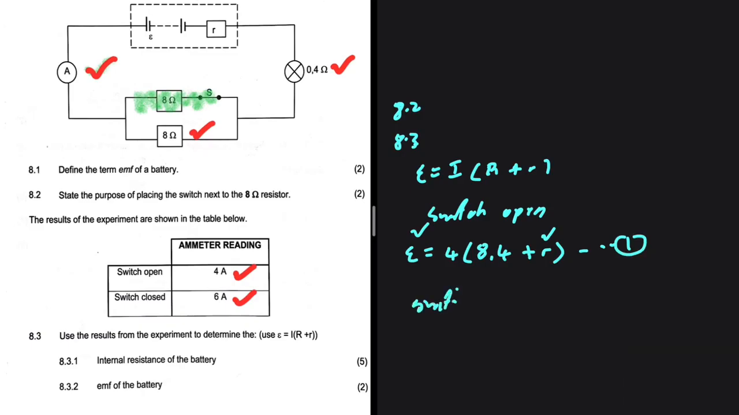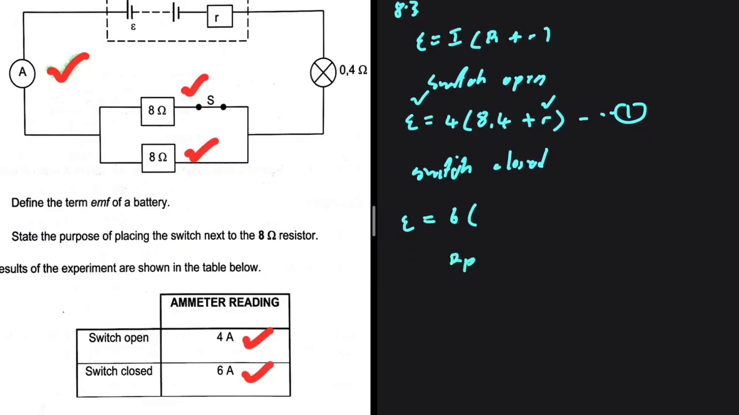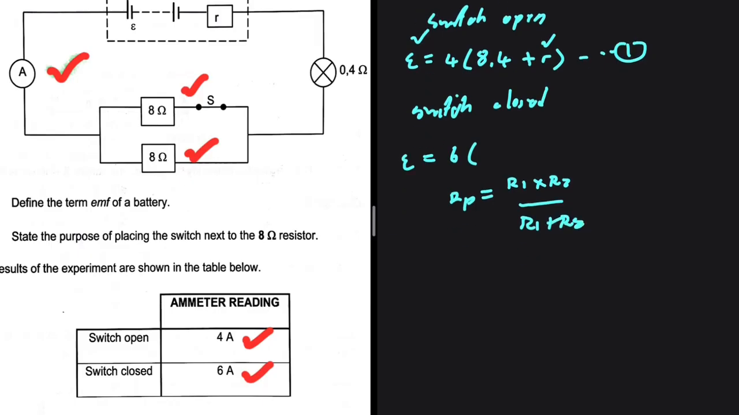We need to call this equation 1 and set up another equation. Now, when the switch is closed, the EMF is still the same. It doesn't change unless you change the power source. The current is 6 amps, but we need the external resistance. Let's go ahead and look at our diagram. When the switch is closed, the 8 ohm resistor is in parallel with the other 8 ohm resistor. So we're supposed to calculate resistance in parallel. We're going to have Rp equals R1 multiplied by R2 divided by R1 plus R2.